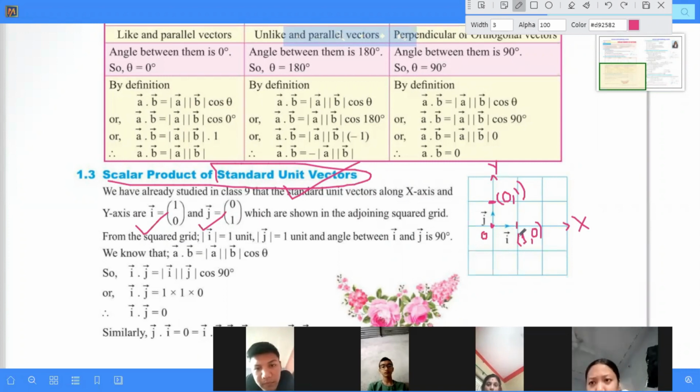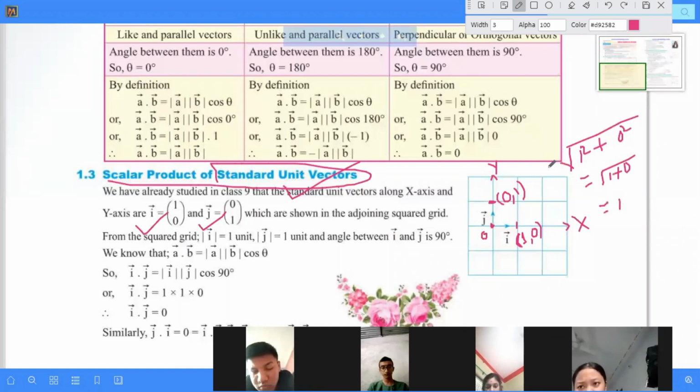I vector point coordinate 1, 0. J vector point coordinate 0, 1. If you find out its magnitude, you know the formula of magnitude? X component square plus y component square. So what is the x component of I vector? 1. So the formula is 1 square, right? Plus y component square, which means 0 square, isn't it? The result is 1 plus 0. Answer is 1, of course, right?